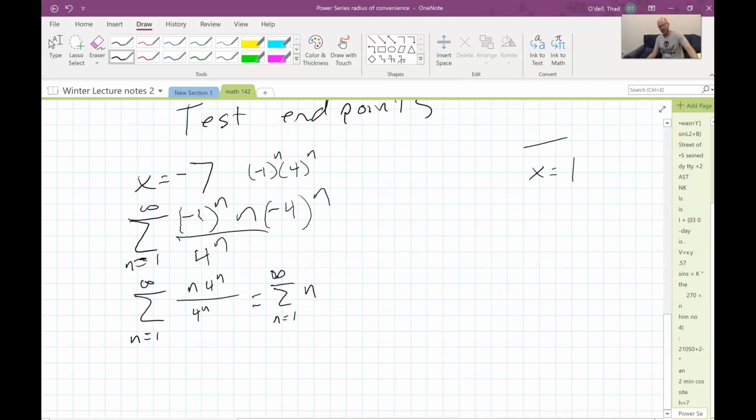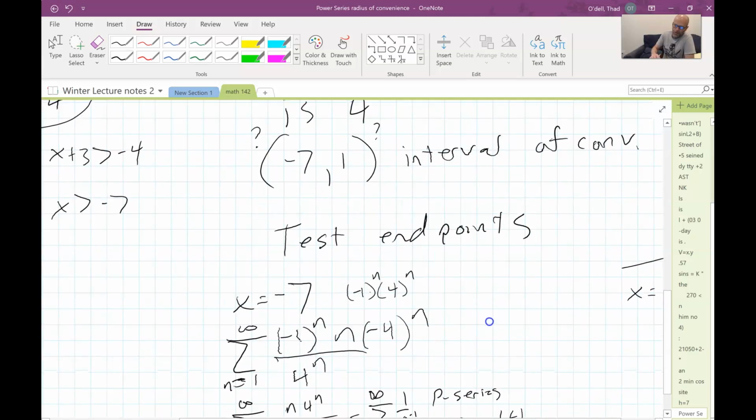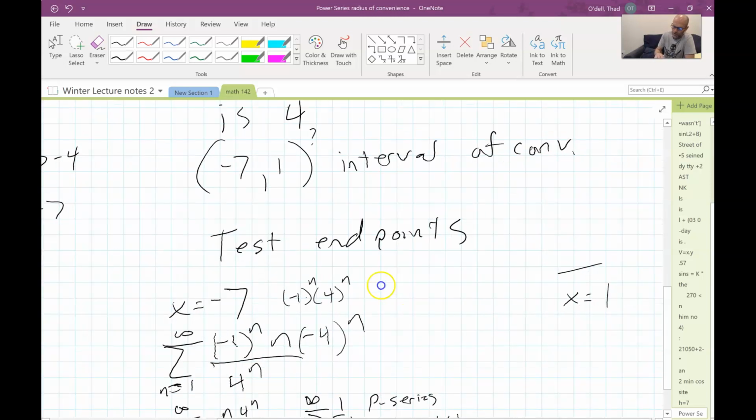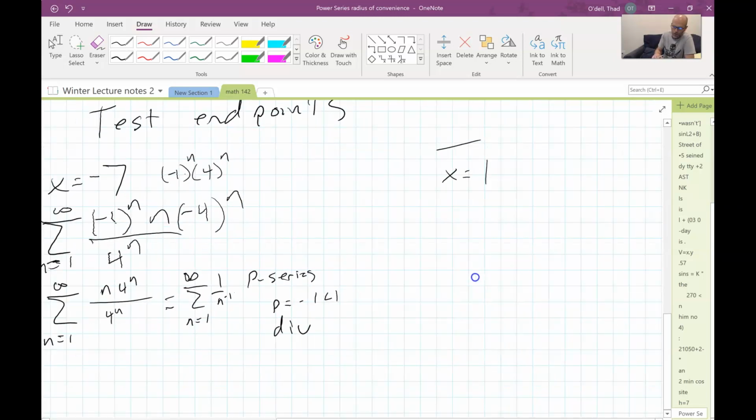And you could think of that as a p series with p equal to -1, because we could rewrite this as 1 over n to the -1, which is a funny way to write it, but in order for it to look like a p series, that's what we do. And since that is less than 1, this thing diverges. So that tells me I can go back up to my interval of convergence and erase that question mark. This is a soft bracket on -7. Okay, so now let's go back and do it with 1.